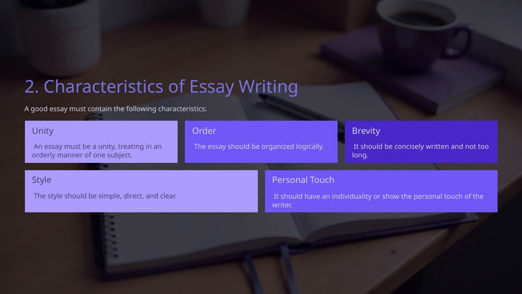Personal touch is also key. Your essay should reflect your individual voice or personality. It's what makes your writing unique and relatable. Lastly, brevity matters. Your essay should be concise, avoiding unnecessary words or digressions, so it remains impactful and easy to follow. All these elements together help create strong, effective essays that communicate ideas clearly and engagingly.